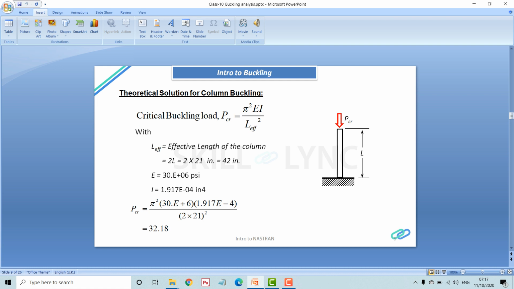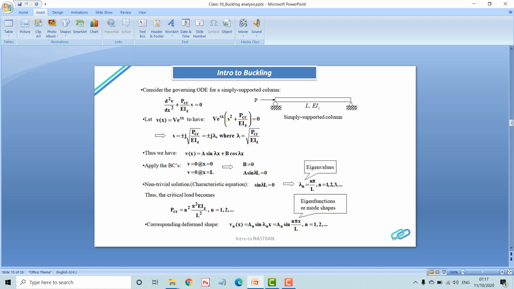So this is what we derive in the strength of materials, the classical formula for the critical buckling load for a typical column. The only thing is the effective length of the column will change depending on the boundary conditions. The same column can be represented using differential equations, and then we apply the boundary conditions to get the non-trivial solution, and finally substituting the non-trivial solution back into the governing equation, we get the critical load.